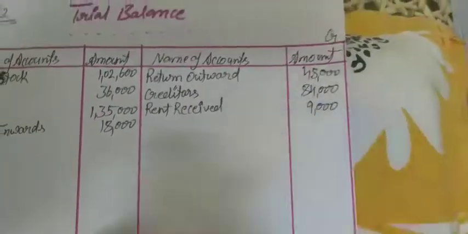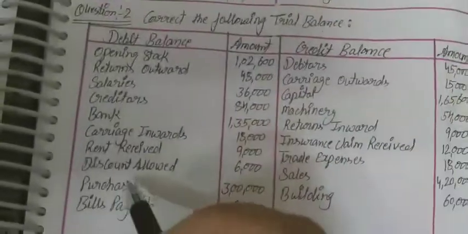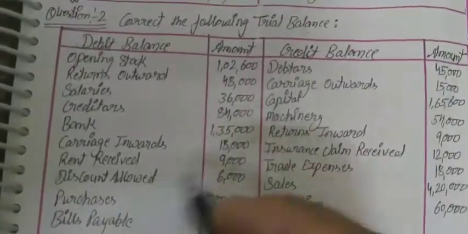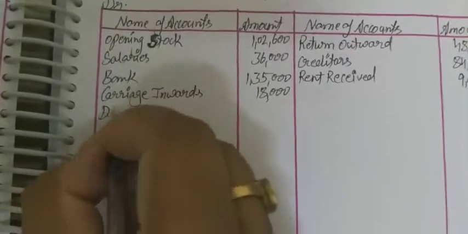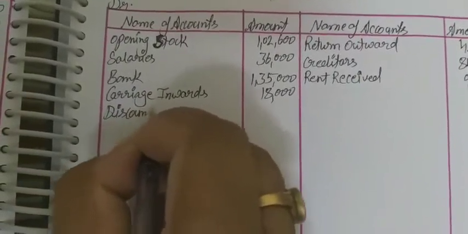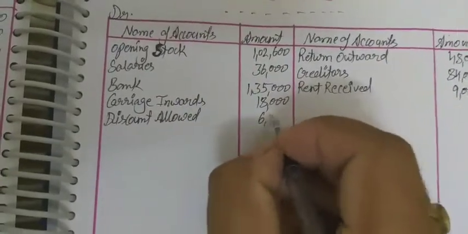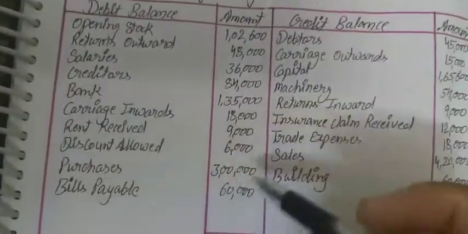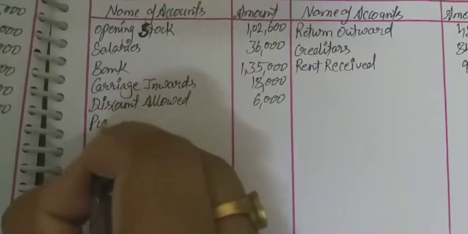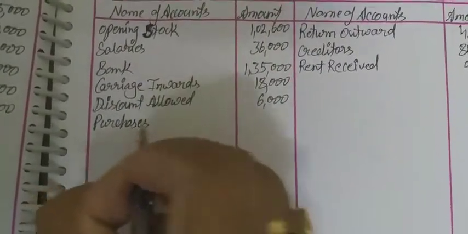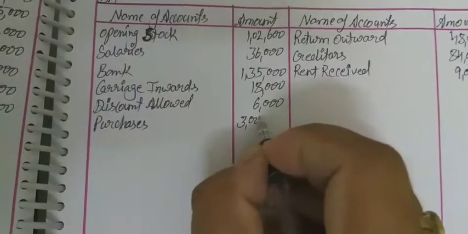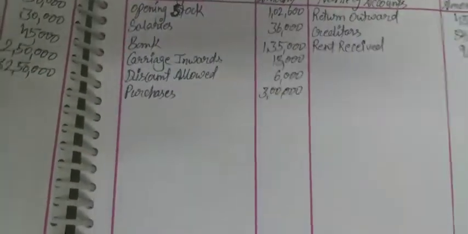9,000. Next one is discount allowed. It is an expense for the business, 6,000. So debit, discount allowed 6,000 will show on the debit side. Next, purchases 3 lakh, an expense for the business. It will be a debit balance, 3 lakh rupees on the debit side.